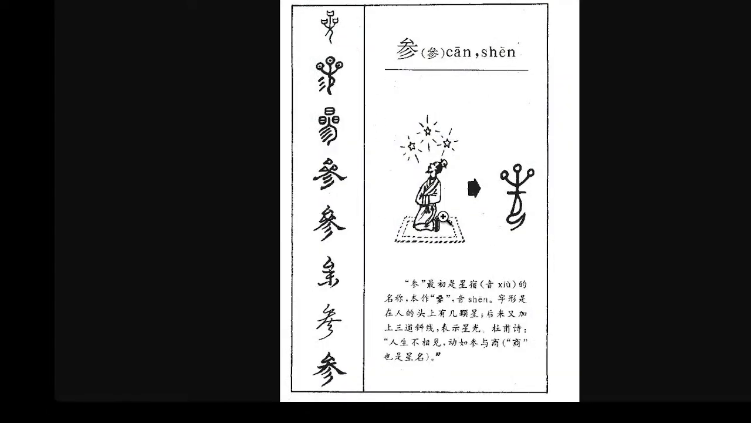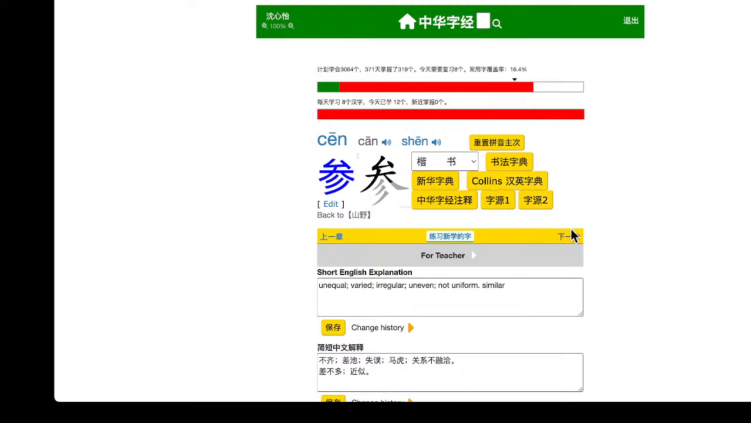And let's take a look at the characters. So this one, you can see the original meaning of 参 is referring to the celestial stars, the constellation of stars. The oracle bone character looks like three bright stars over a person's head. And later on of course they got some other meanings. So this is 参.